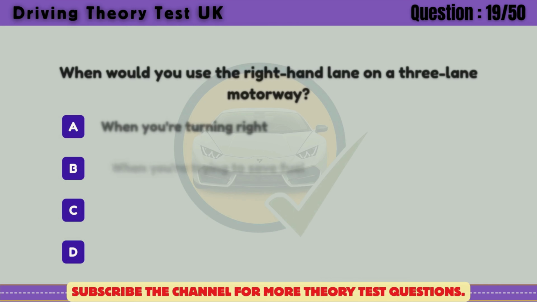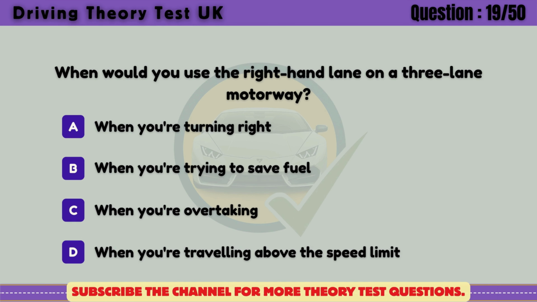Question 19. When would you use the right-hand lane on a 3-lane motorway? Option A. When you're turning right. B. When you're trying to save fuel. C. When you're overtaking. D. When you're traveling above the speed limit.